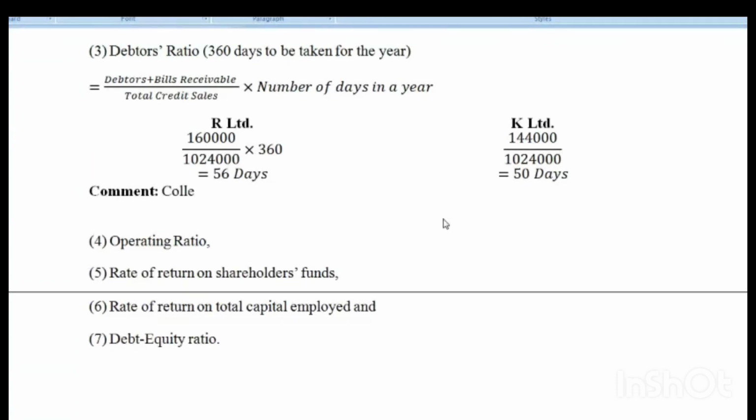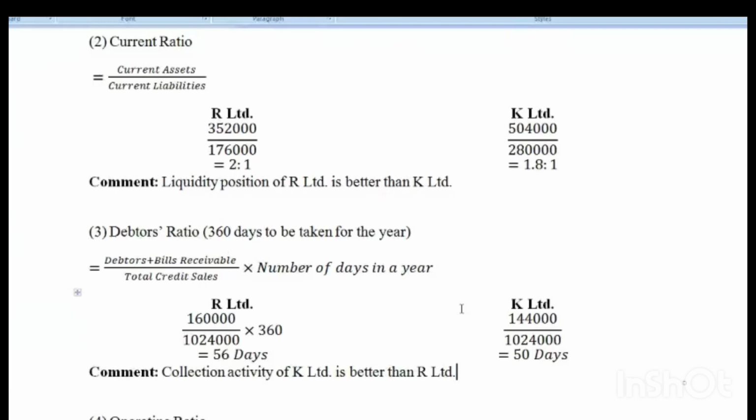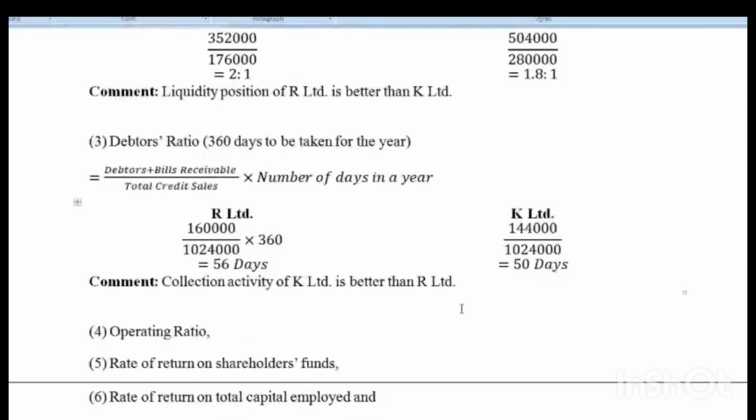So the collection activity of K Limited is better than R Limited. The collection policy or activity of K Limited is better than R Limited.